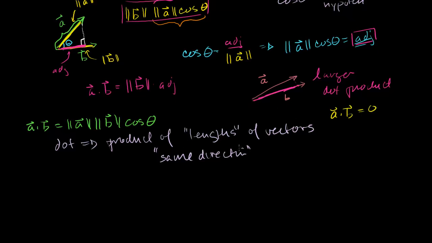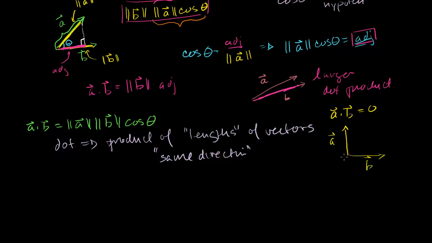And that makes complete sense based on this kind of intuition of what the dot product is doing, because that means they're perfectly perpendicular. So that's B, and that's A. And so the adjacent part of A, if I had to draw a right triangle, it would come straight down.